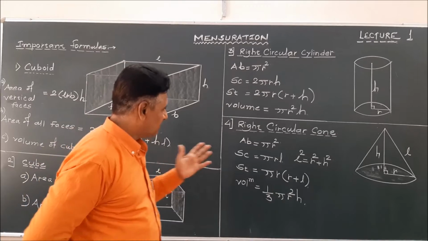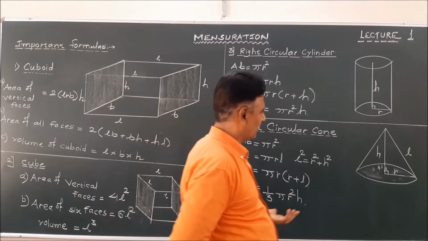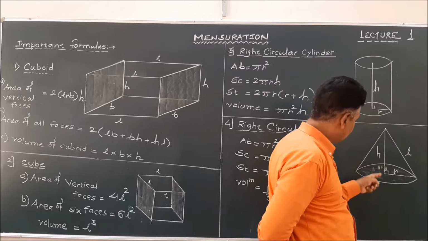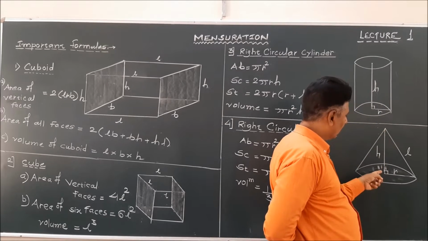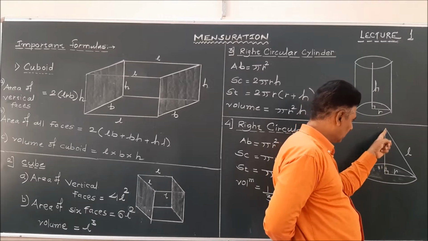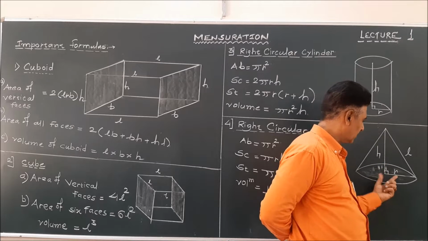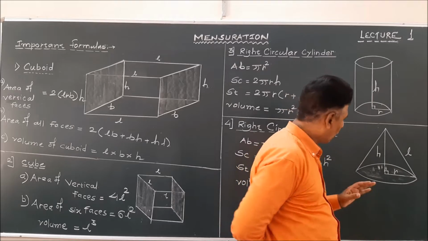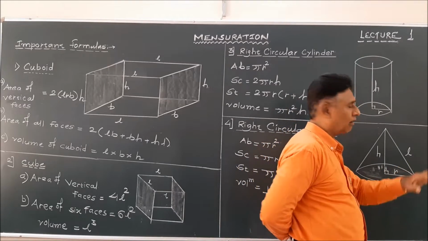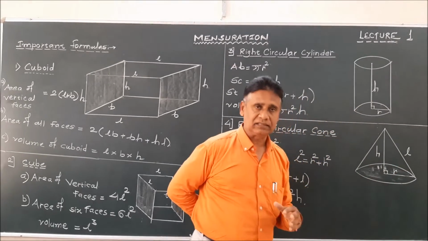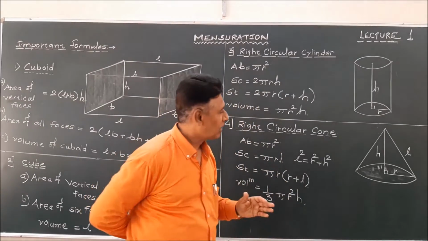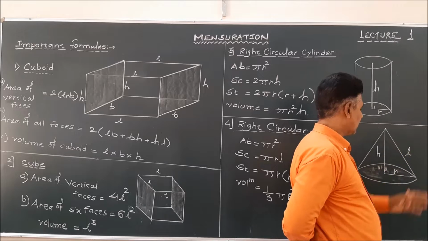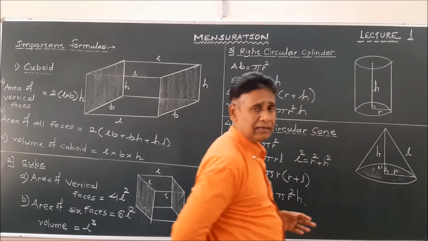Next is the right circular cone. Now in a right circular cone, we will find the base is circular. This is called the perpendicular height. Try to understand, this is the perpendicular height to the base, and it is always denoted by h. This is called l, but l is nothing but the slant height. So it is very important to understand the difference between slant height and perpendicular height.